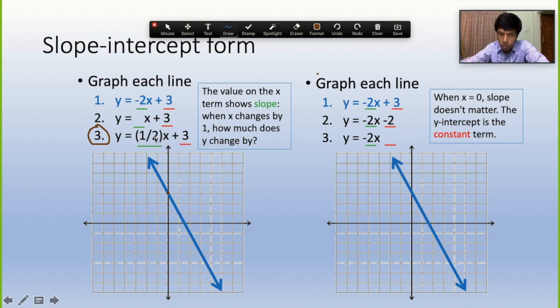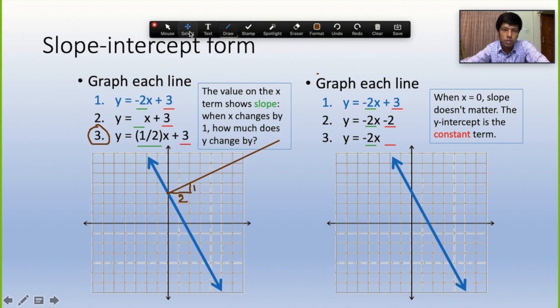So this is the y-axis and this is the x-axis. X is 2, y is 1. So let's go 1, 2. The x value is 2 and the y value is 1. Okay, then we can just join these 2 points.